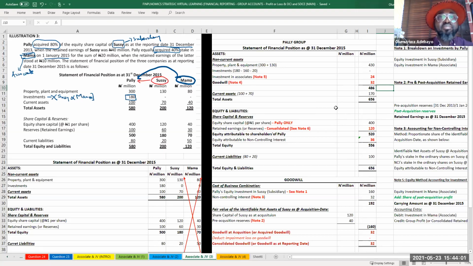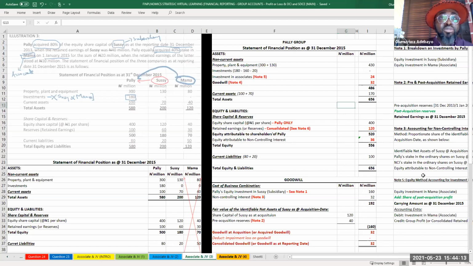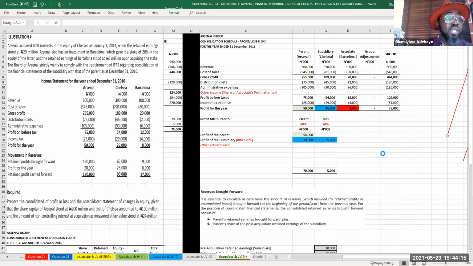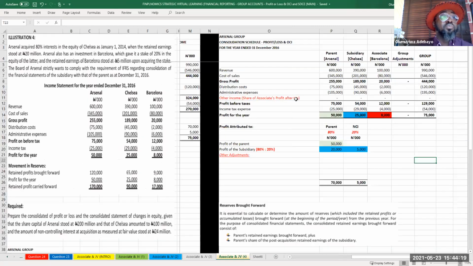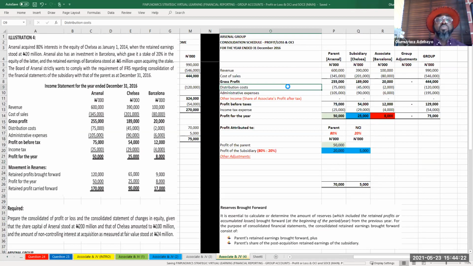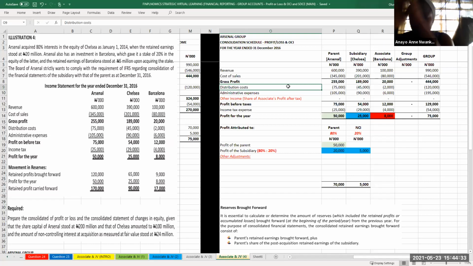Any other question? Now, the same thing we've done here, we are going to replicate for this question, from the income statement side. I want somebody to also try and read this. I want a lady to volunteer now. Anne, are you there? Yes, I am. Good afternoon. Okay, can you assist us to read this?